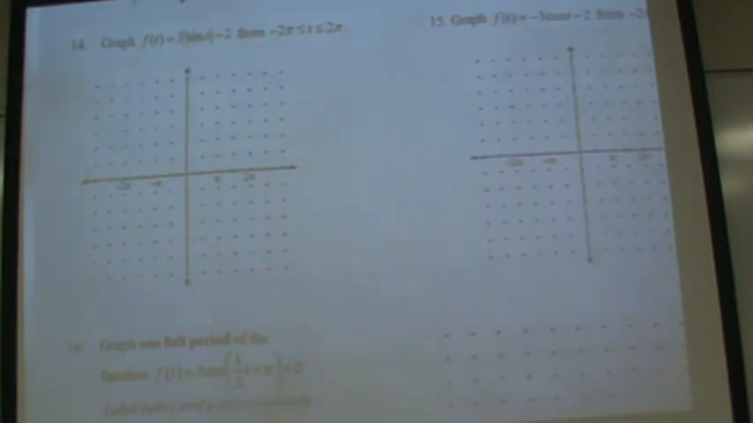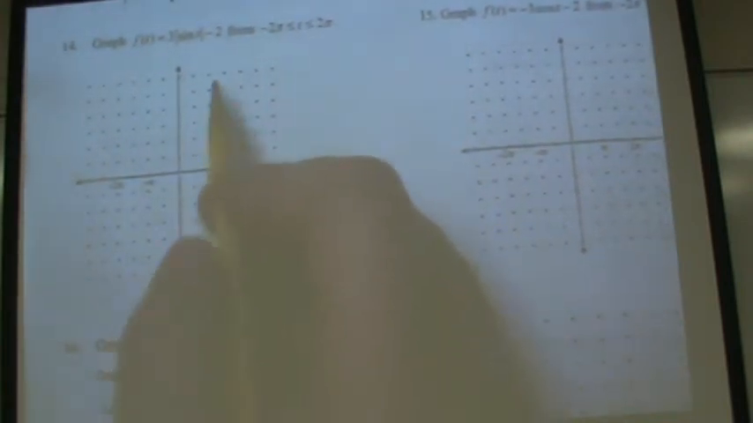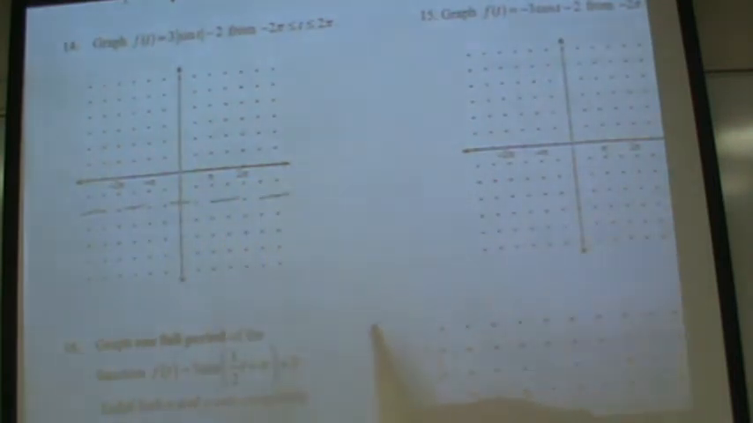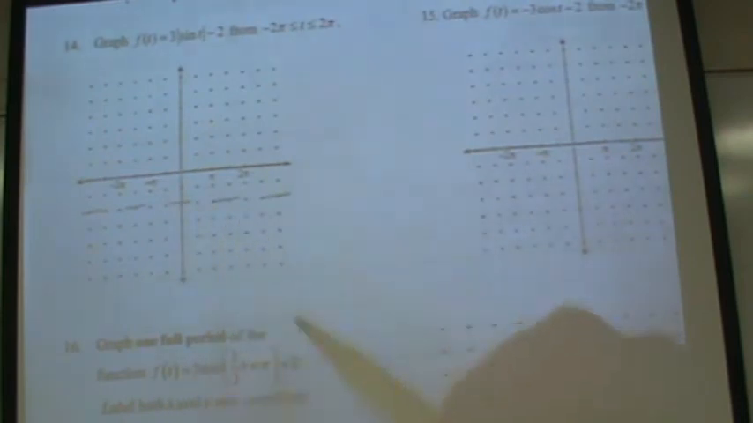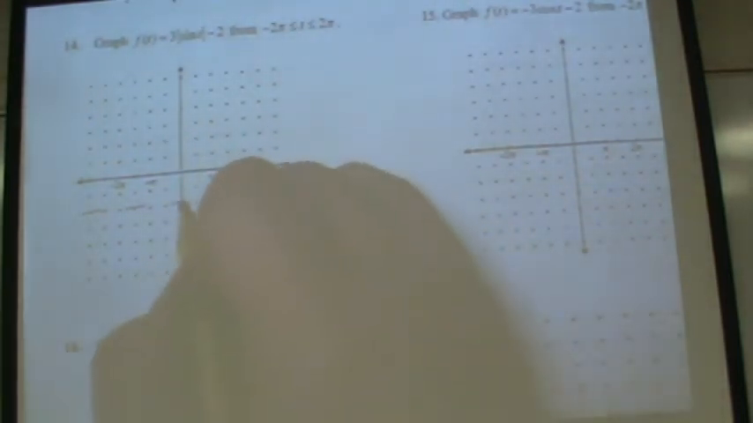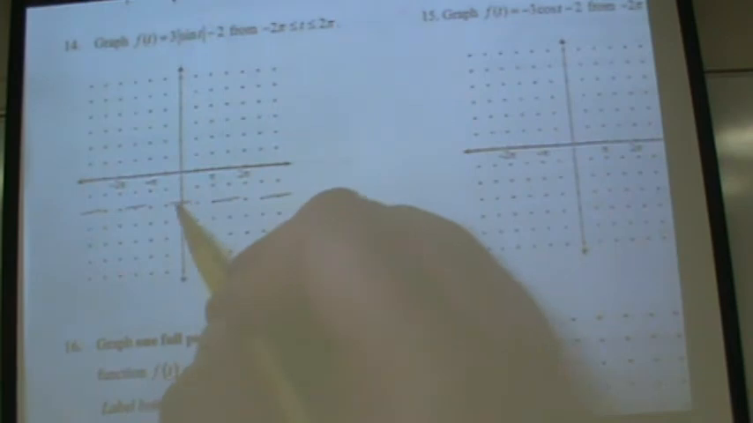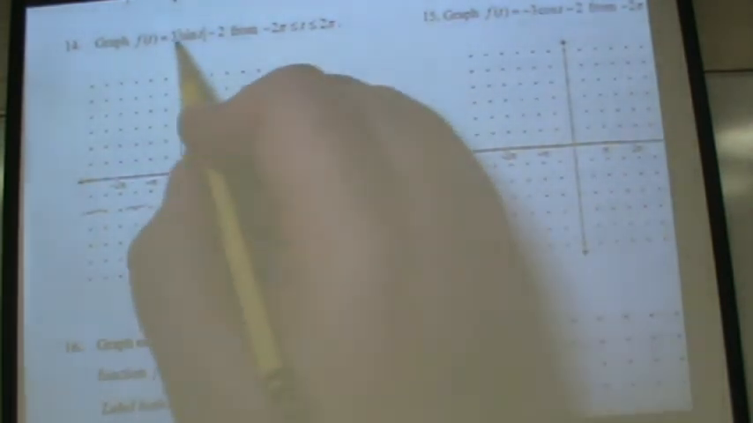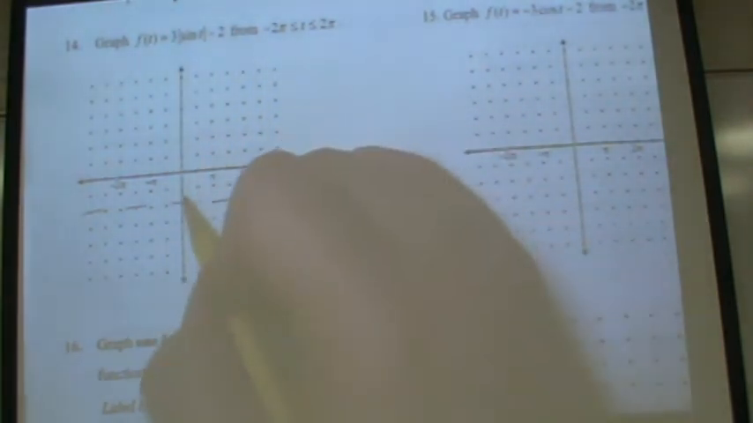Number 14 is 3 times the absolute value of sine minus 2. So we have a vertical shift down 2. And then we're looking at the absolute value of sine, so they're all going to be above our x-axis rather than going below. So if we start at the origin here, we're on, and then we're above, and we're up 3 because we have an amplitude change of 3.